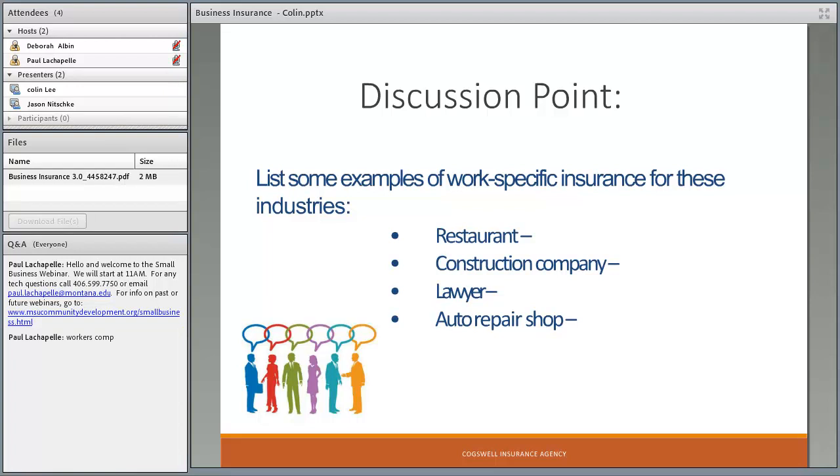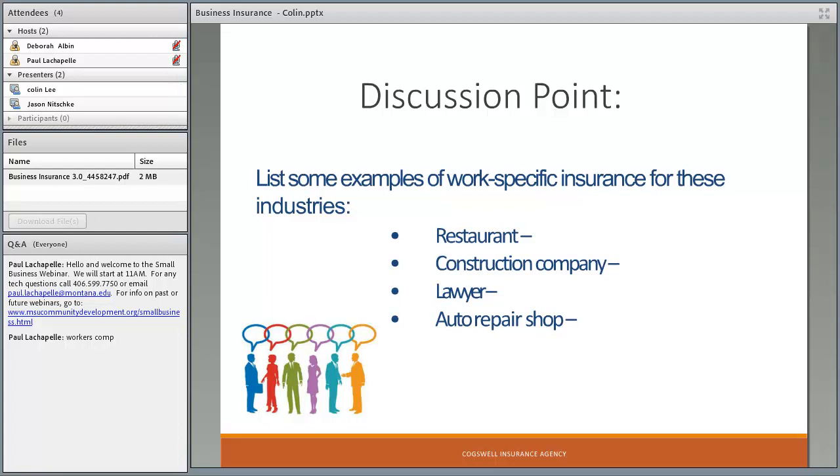Yeah, workers' compensation. That's right. Construction companies, a lot of times they need that inland marine, that equipment policy. So you're going to want to make sure they have equipment. Your lawyers, we talked about the E&O. They open their mouths, right? They're always giving advice. They definitely need professional liability. That's their most important coverage.